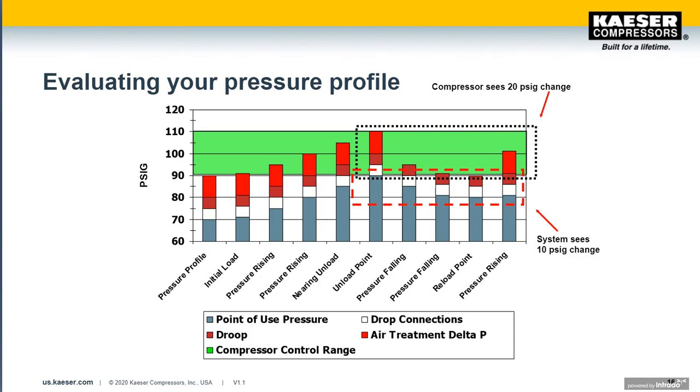And then the system is seeing a 10-pound swing in pressure. Also note that when the demand is less than the compressor's capacity, the end-use pressure fluctuates between 80 pounds and 90 pounds. And again, that's that blue bar now that we've highlighted actually in red. The 10 pounds is what we removed from the drop connection, and that went right to the point of use. By changing that drop connection, we stopped the compressor from short cycling, which improves the reliability of the compressor and reduces maintenance costs.